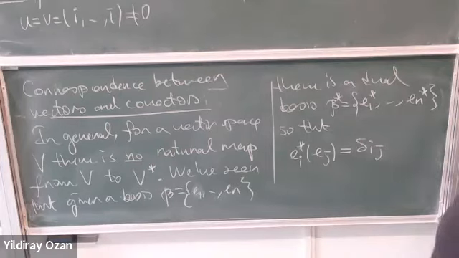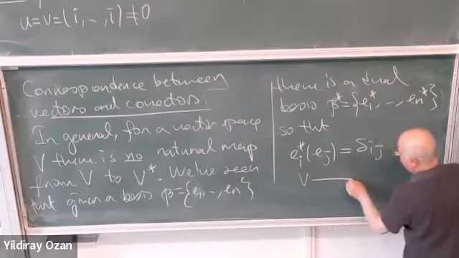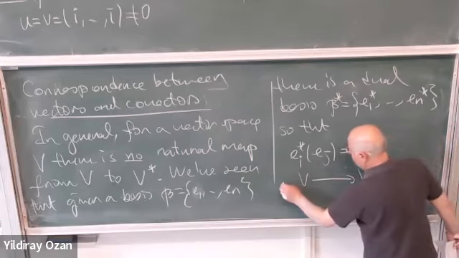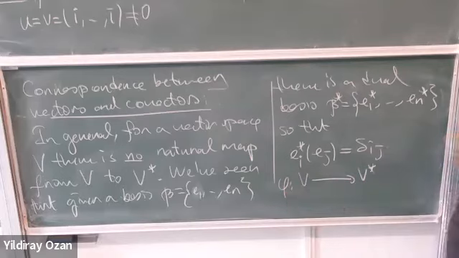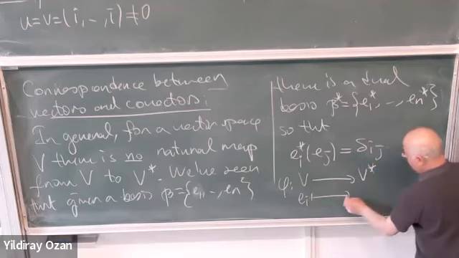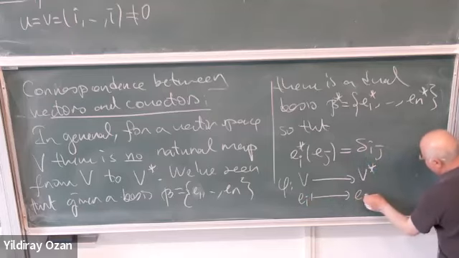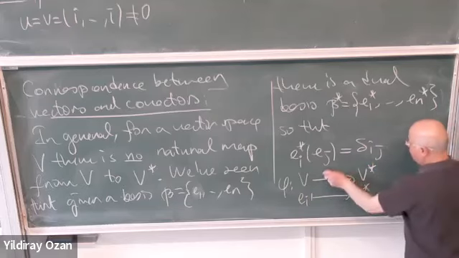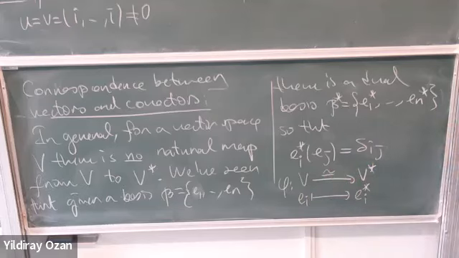And then you can of course obtain a map from V to V star. How? Any map is determined by its action on the basis elements. So just send the ith basis element to the ith basis element here. So this defines an isomorphism between these two vector spaces.